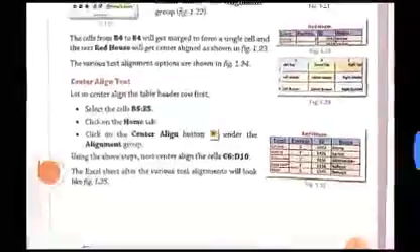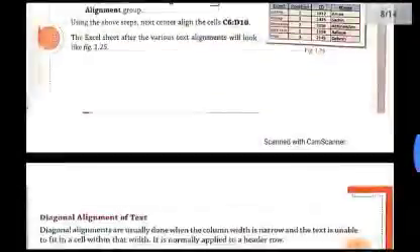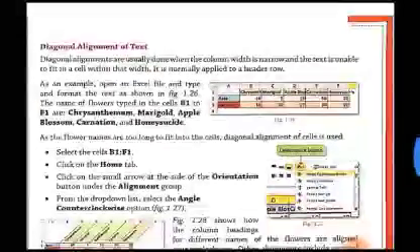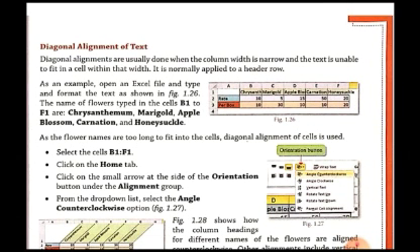Okay, now we come on to diagonal alignment. What is diagonal alignment? Diagonal alignments are usually done when the column width is narrow. All of you know, we have studied mathematics also. If you haven't studied, I will tell you.